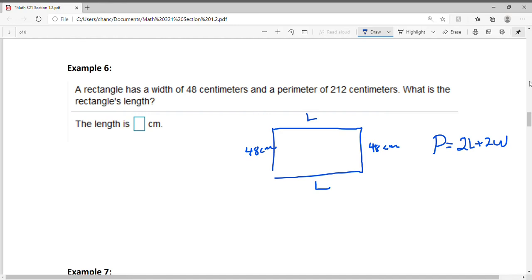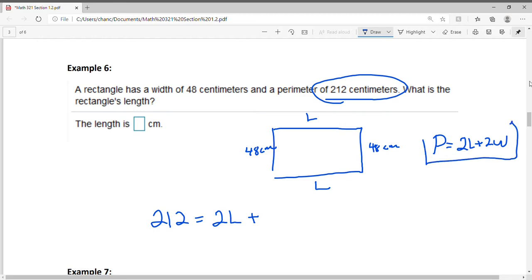So let's figure out what else we know. We know the perimeter is 212. So I can write 212 equals 2 times the length, since we're plugging it into this formula, plus 2 times the width, which is 48. Now let's multiply 2 times 48. That's 96.